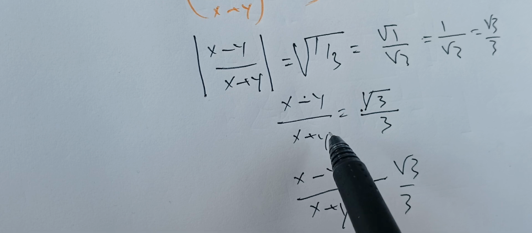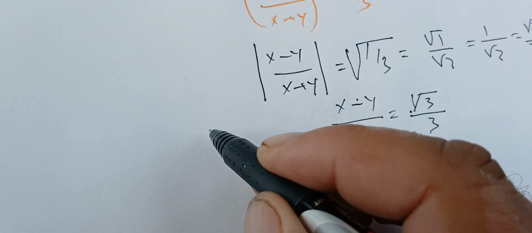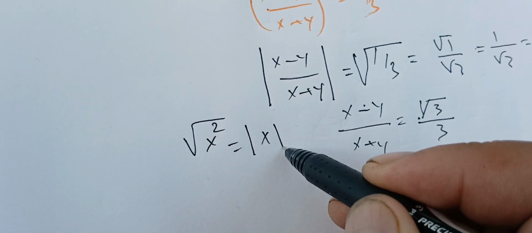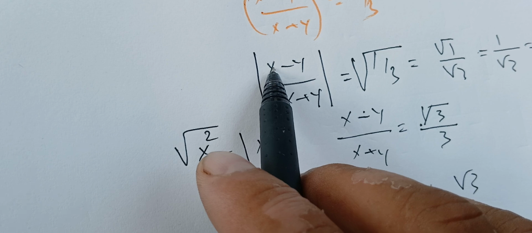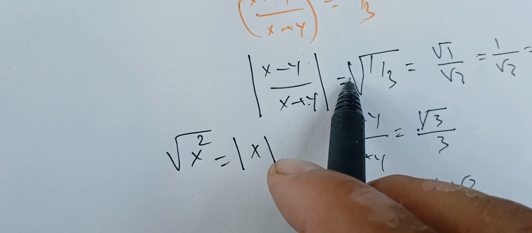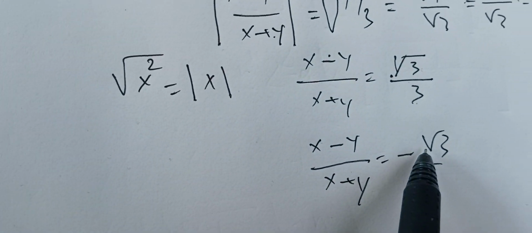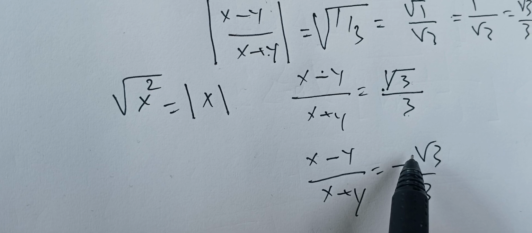Remember this: we don't have one value, we have two. Because when we have x squared and we take the square root, we get the absolute value of x. And this is our x here, so it's (x minus y) over (x plus y). So this value is either the square root of 3 over 3 or minus the square root of 3 over 3.